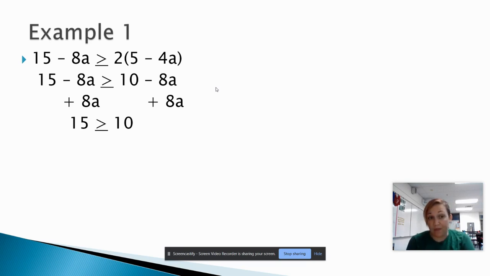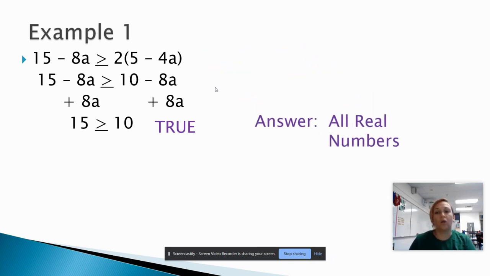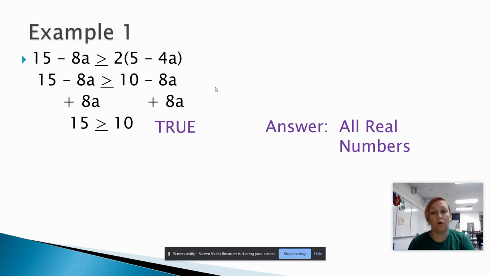In this problem, the inequality says 15 is greater than or equal to 10. And that is true. 15 is greater than 10. So this is a true statement. Now, neither of those are the actual final answer. We're not going to write the inequality with just numbers. We're not going to write the word true. For the final answer, we're going to write the phrase all real numbers. All real numbers. That means that every number that exists in the entire universe is an answer to this question.